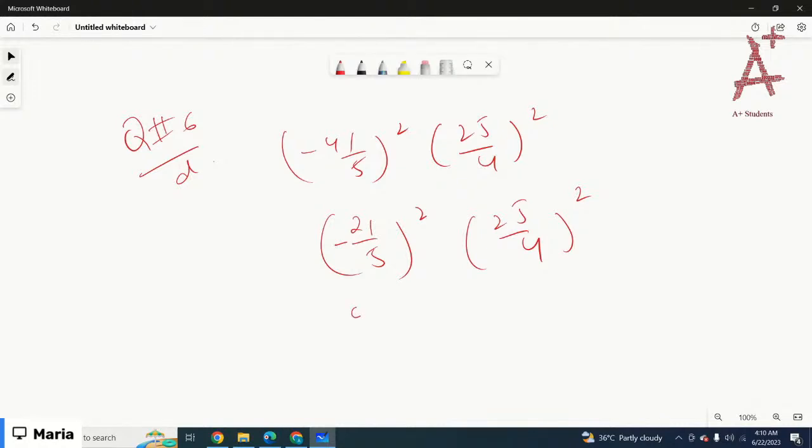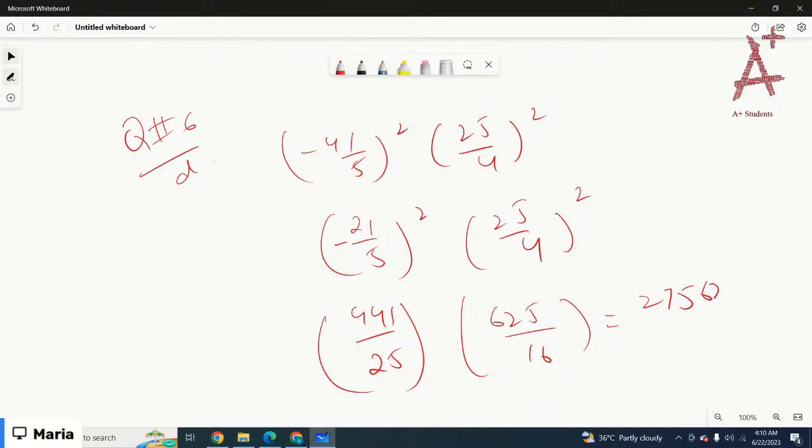21 times 21, it would be 441 divided by 5 square is 25 and 25 square is 625 divided by 16. Got it? So you have to do numerator times numerator, denominator times denominator. Got it? Let's just multiply them. It would be 275625 divided by 400. Got it? You can divide and you can write the answer in the fractional form. Got it?